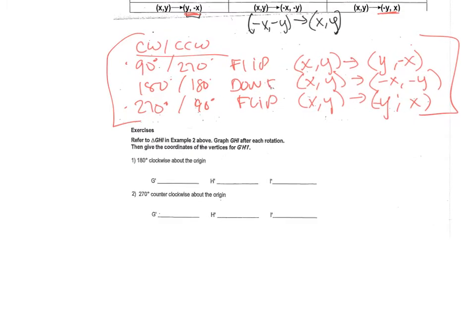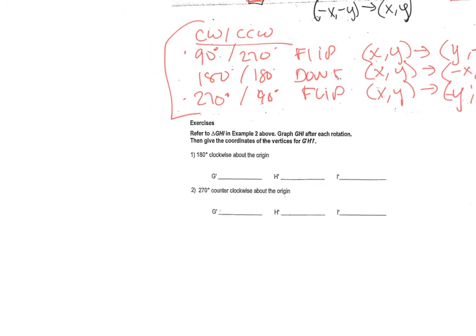Okay, refer to GHI in example 2. So I got rid of example 2, but we've got our triangle GHI, and actually I'm just going to write points down. So we'll say that G is (5, -4), H is (4, -5), and I is (2, 2).